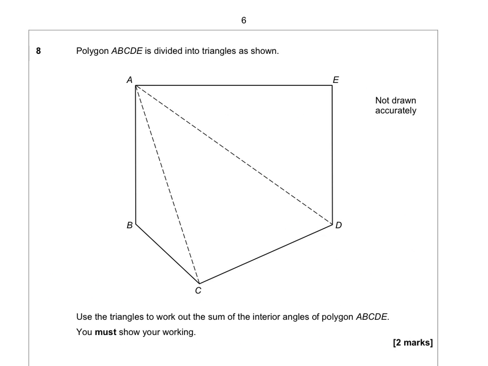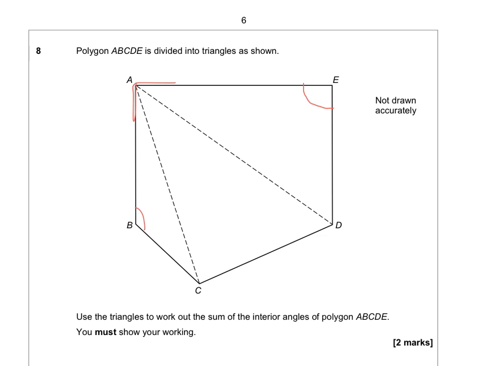Question 8. Polygon ABCDE is divided into triangles as shown. Use the triangles to work out the sum of the interior angles of polygon ABCDE. You must show your working. There's a temptation here to try and say that this is a right angle. We don't know that. It might look it in the diagram, we don't know that. The same with this angle here, BAE. We do not know that this is a right angle, even though by appearances it may feel like it. We cannot make that assumption.